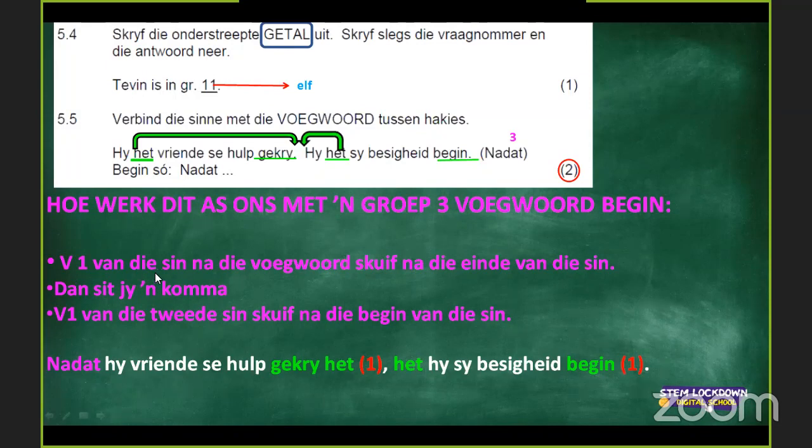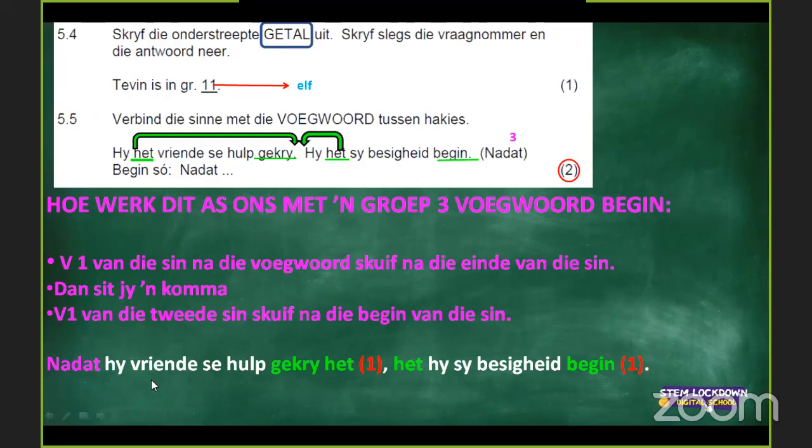So verb 1 van die sin na die voegwoord skuif na die einde van die sin. So the verb 1 of the sentence following the conjunction is moving to the end. Dan sit jy 'n komma, then you put a comma, and then verb 1 van die tweede sin skuif na die begin van die sin. Okay, then verb 1 of the second sentence moves to the start of the sentence. Okay, this is a more trickier way of asking groups of conjunctions.